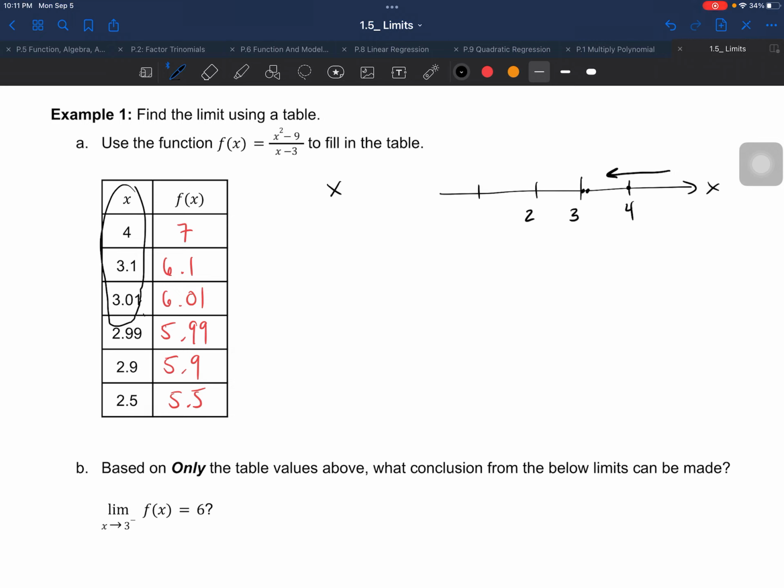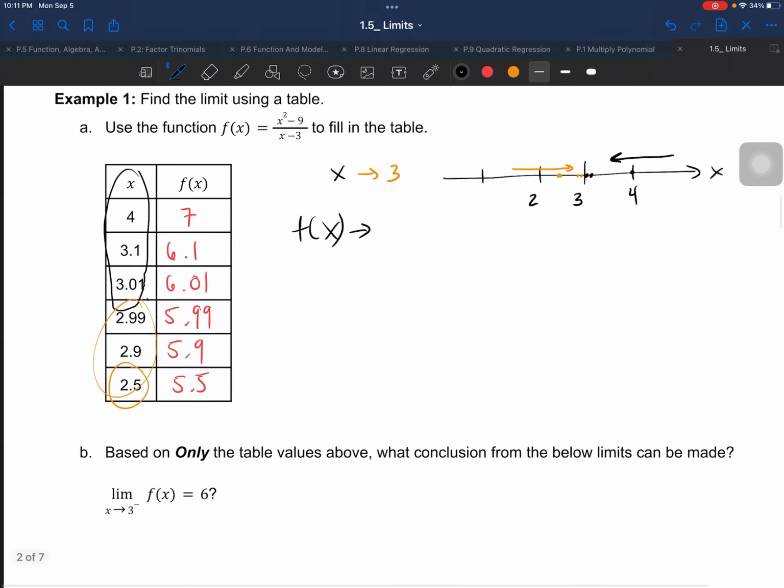So x is approaching 3 from the right side, and then on the bottom part we see that x is approaching 3 from the left side, right? By showing what do we have, 2.99, 2.9, 2.5. So we're getting closer and closer and closer. What we see here is that x is getting up close to 3, and then f of x is approaching some number, right? That's what we're trying to figure out.